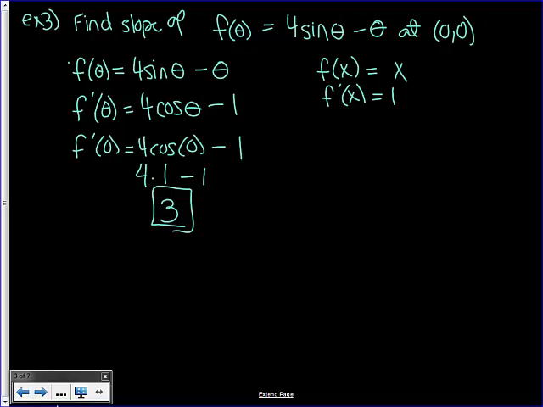Okay, so now we're going to talk about how to find the equation of a tangent line. All right, we're going to write down some steps real quick first.